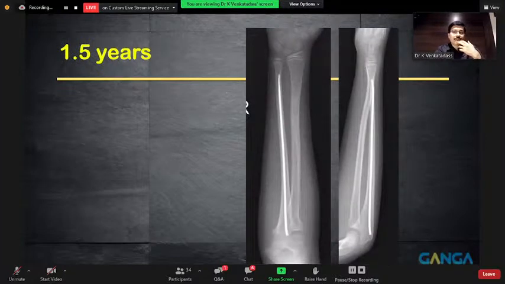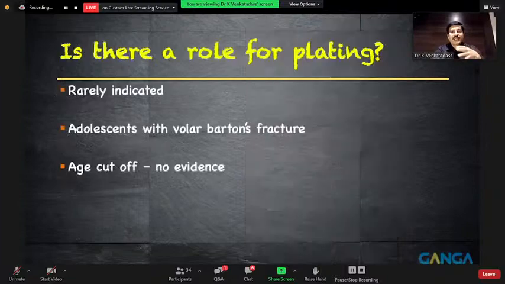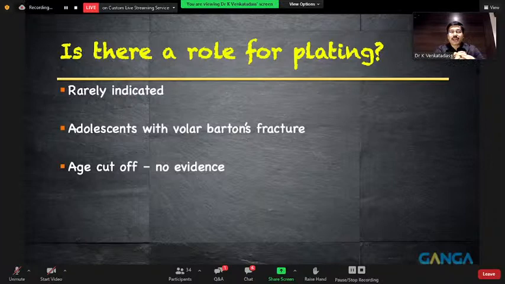So this is one of the lessons which we learned: in the pure distal radius fracture, which is kind of junctional and metaphyseal, there is no role for TENS nailing. What about plating? Is there a role for plating? It is rarely indicated because we do not have clear guidelines on this.